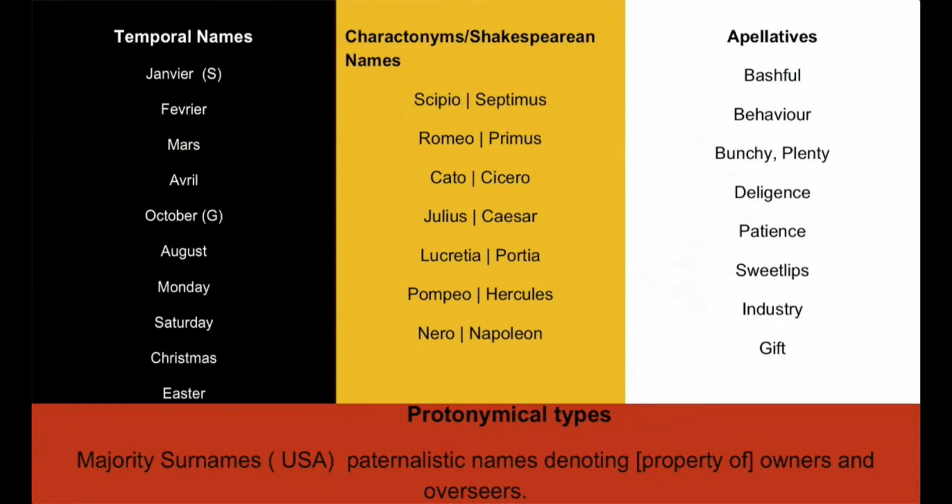We had temporal names, characteronyms, appellatives, and the majority being protonymical names, which were paternalistic names. But temporal names could refer to an enslaved person called August, or Christmas or Easter. And characteronyms were really very biblical names, classical names, or Shakespearean names. Usually, a lot of Shakespearean characters came out.